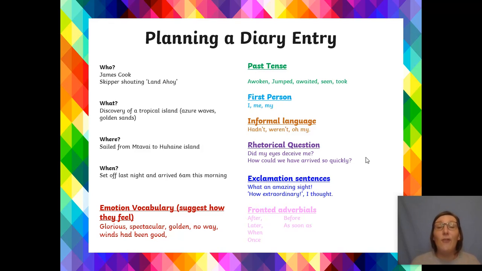Then we need to use our fronted adverbials. For example, after, later, when, once, before, as soon as. Remember, you can start your different sentences with these fronted adverbials, and that will make your writing more interesting.